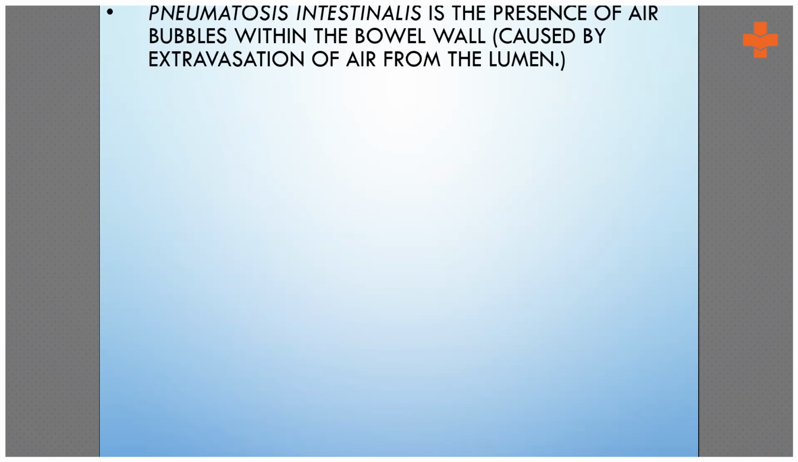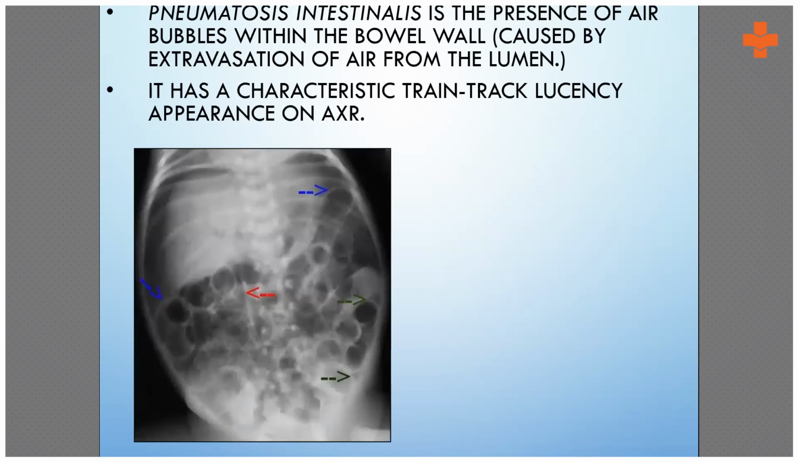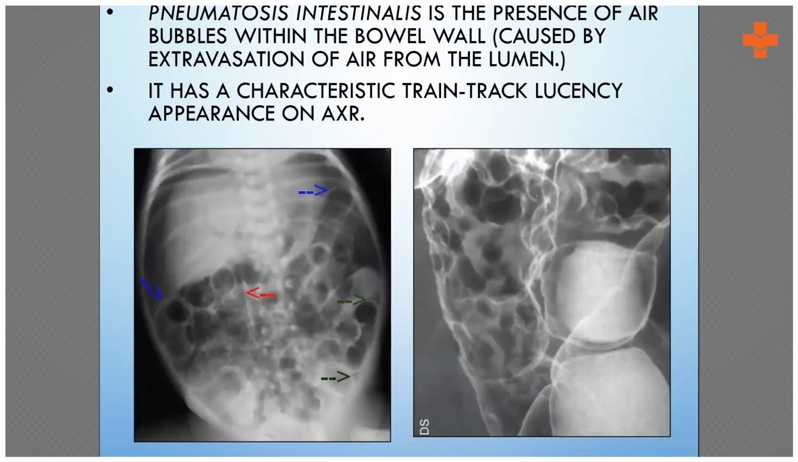Let's just see if I can get the X-ray for you. Just a sec. Now you can see this X-ray very categorically. It just looks like a tram track lucency. See the air bronchograms. You can see the air bubbles. So this is basically because of externalization of the air from the lumen. You can very clearly go through it.